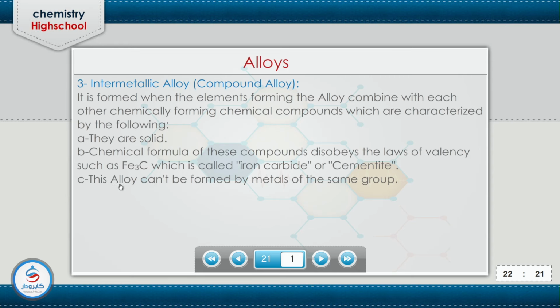Number C, this alloy can't be formed by metals of the same group. That means that iron is not in the same group as carbon. Iron belongs to the transition elements, but carbon belongs to the P group of representative elements.